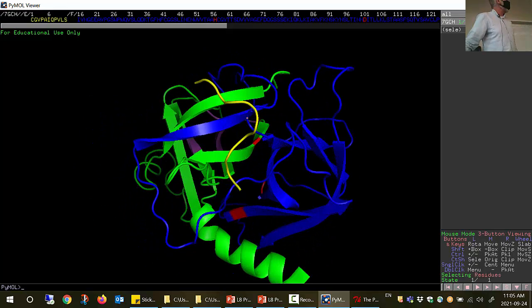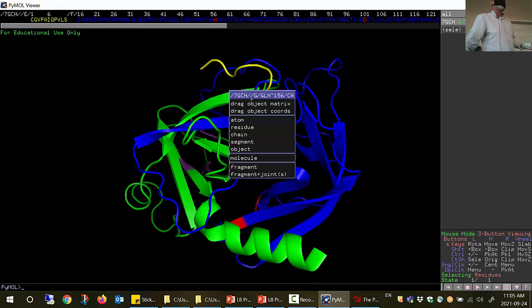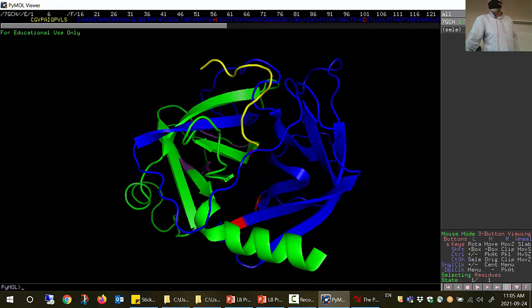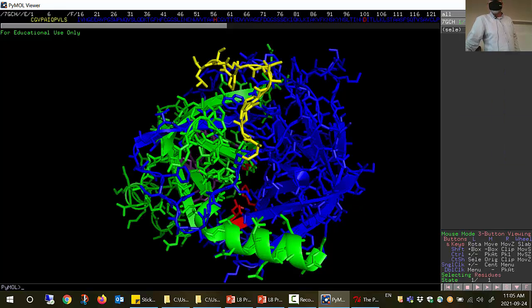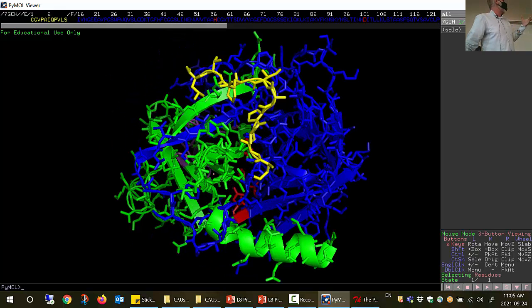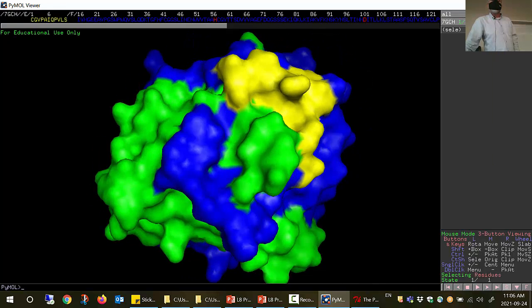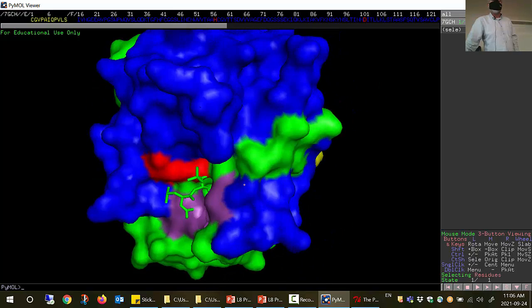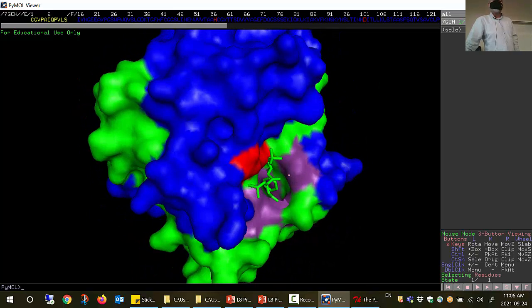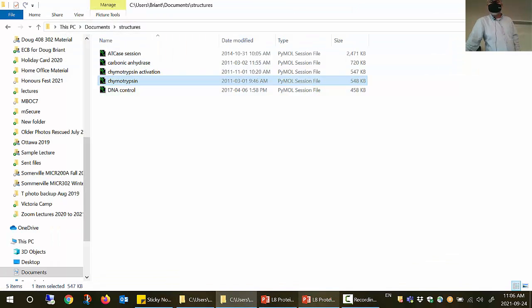What it doesn't give you a good concept of is the space. And if we show the sticks, that gives us a better idea of what space this actually takes up, and it shows us the orientation of the side chains. But if we want to see what it really looks like, we would need to do a surface diagram. And so this shows us what the molecule actually looks like in 3-dimensional space. Any questions about that?